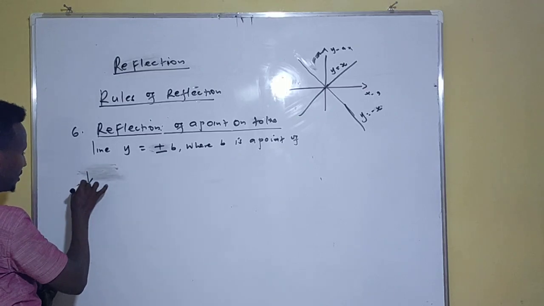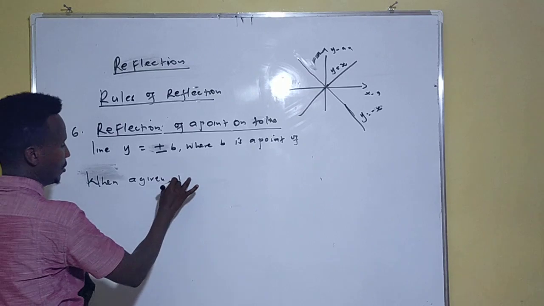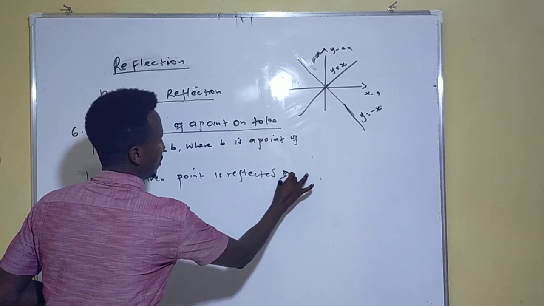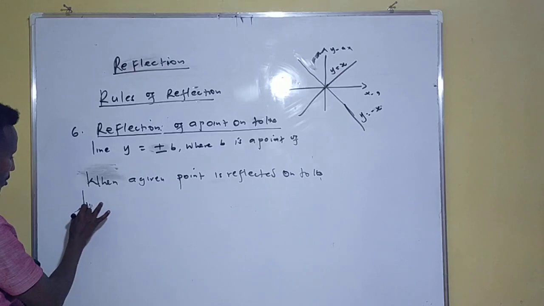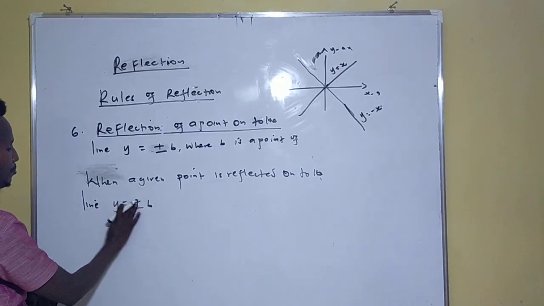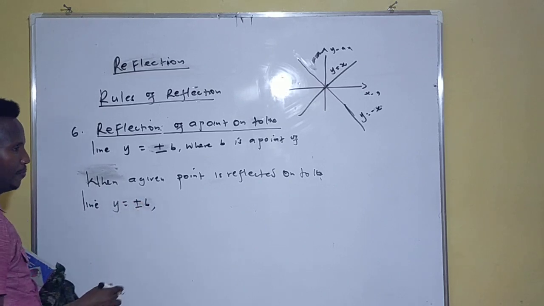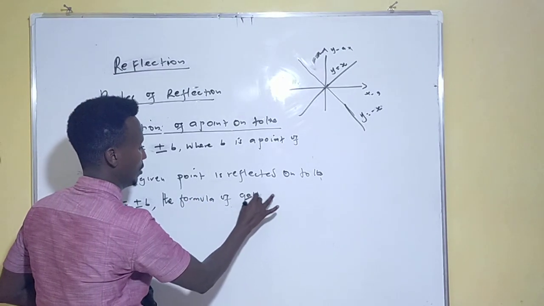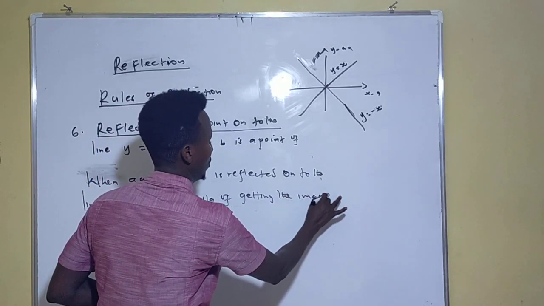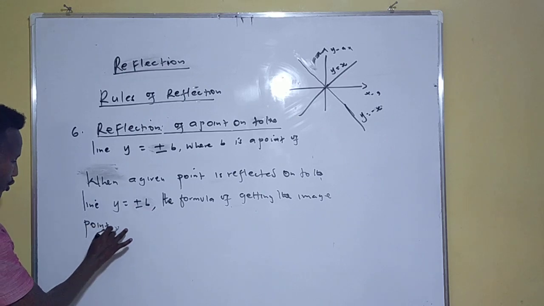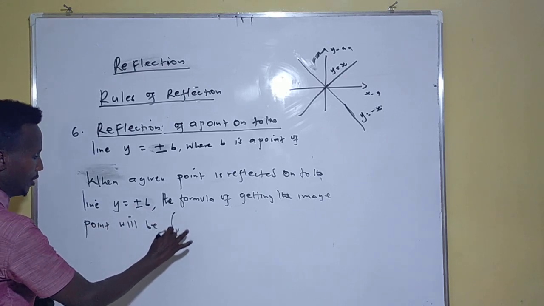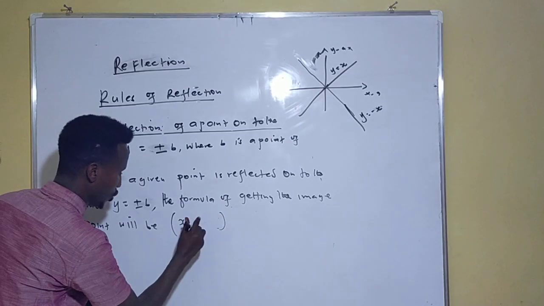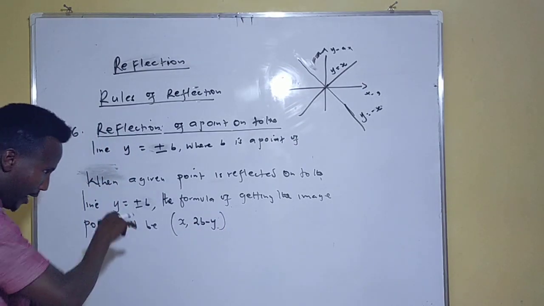When a given point is reflected onto the line y is equal to plus or minus b, the formula of getting the image point will be x comma 2b minus y, where b is a point of reflection. This is x, comma, 2b minus y.